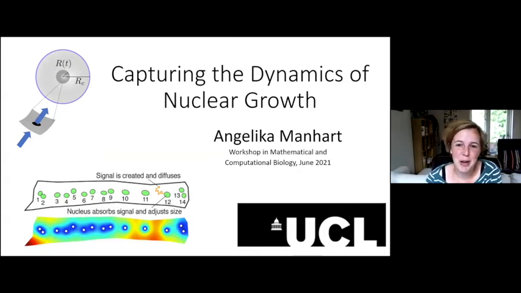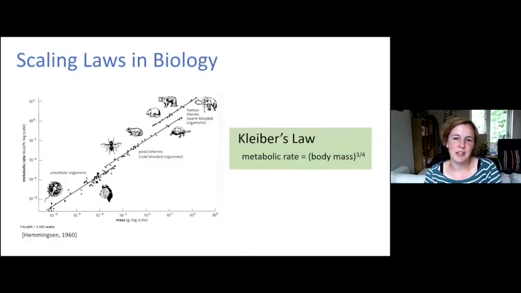So today I want to talk about nuclear growth dynamics. In general, this falls in the category of understanding scaling laws in biology, and this has been of interest for a long time. In the 1930s, a person called Max Kleiber discovered a scaling law relating the body mass of organisms to their metabolic rate, so to their energy consumption. When he plotted that on a log scale for a large variety of organisms, from incredibly small to very large, he found a scaling exponent of 3/4.